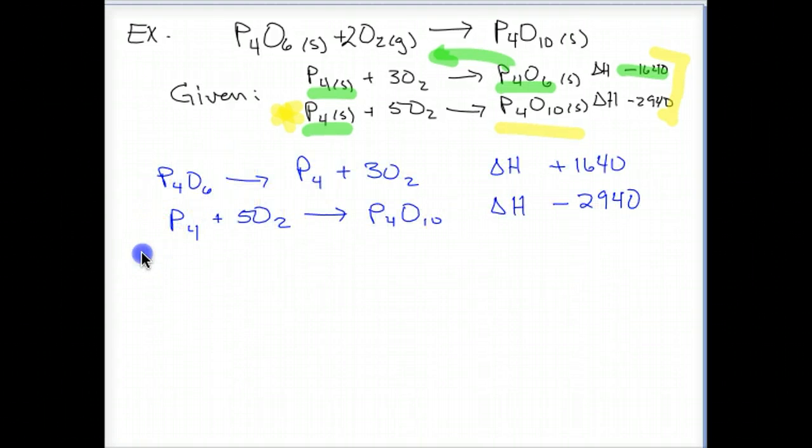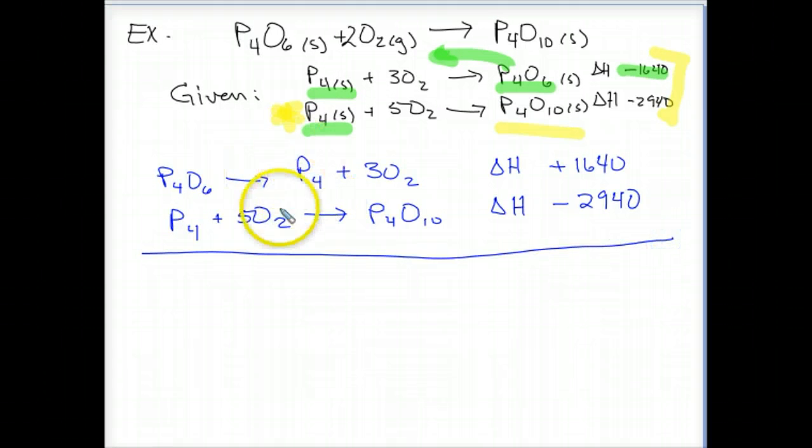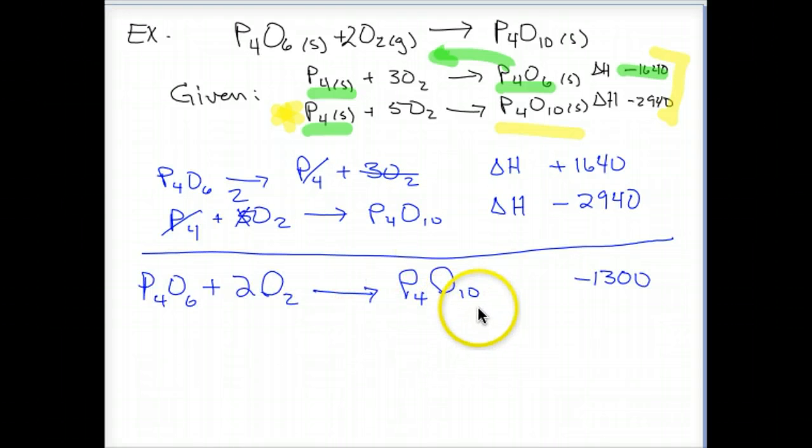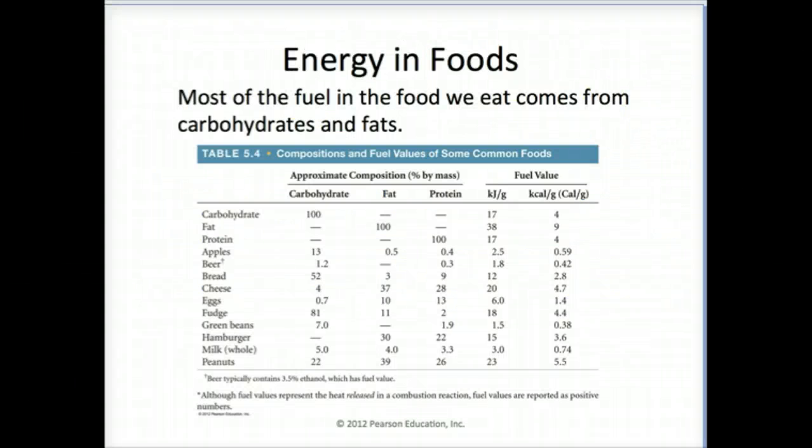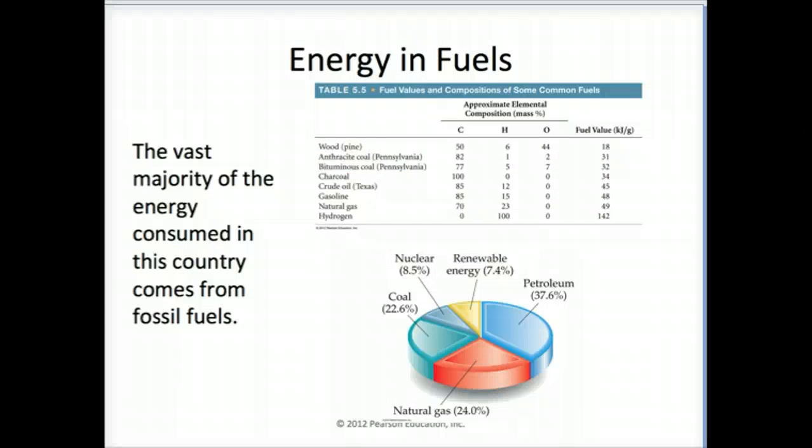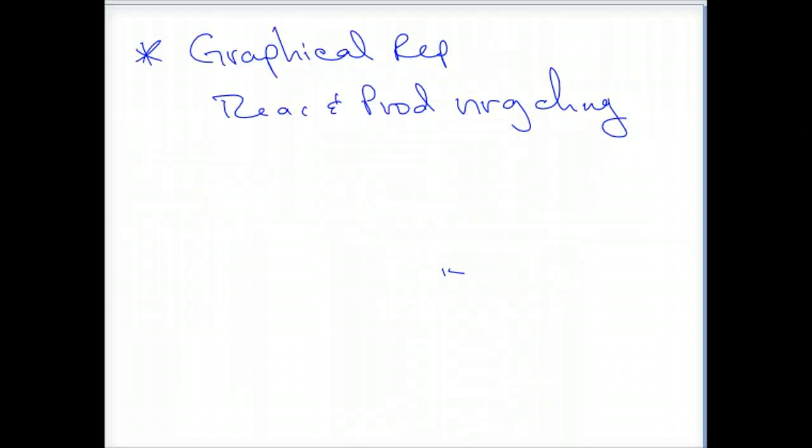So now, when I put these together, we can look and see our P4s are going to cancel. I have 5 O2s to 3 O2s, so I'm going to be left with 2 over here. So I have the exact equation I want, just as above, and when I total these together, I end up with negative 1,300. This is Hess's law. This is all that we do with Hess's law. It's just this ability to sum all of these different things together. Where we see things like this applied are when we look at energy of foods or when we look at energy in fuel.